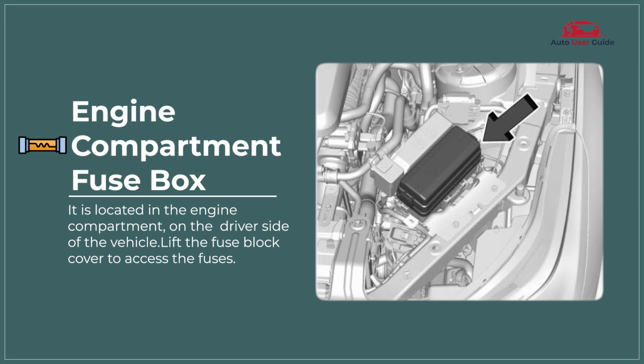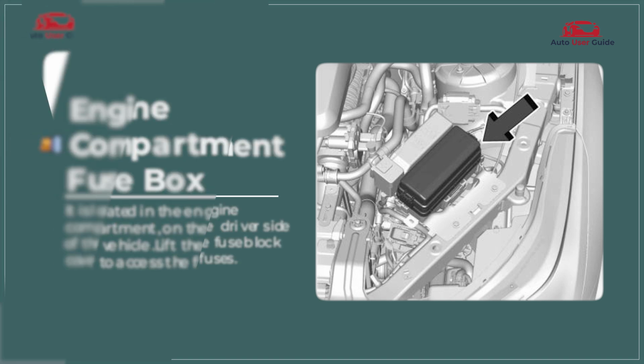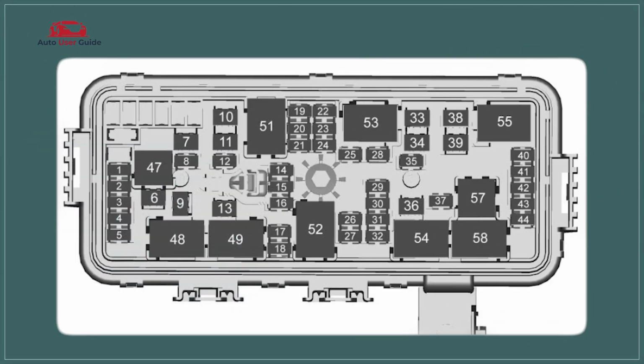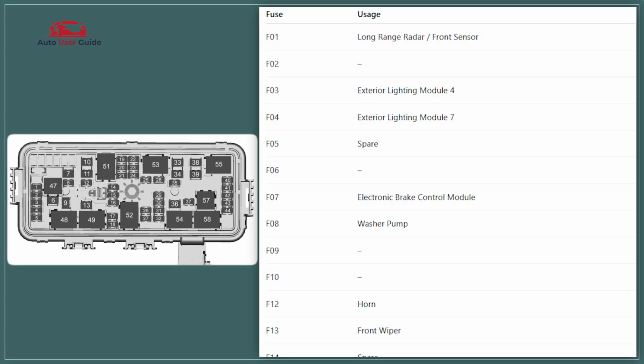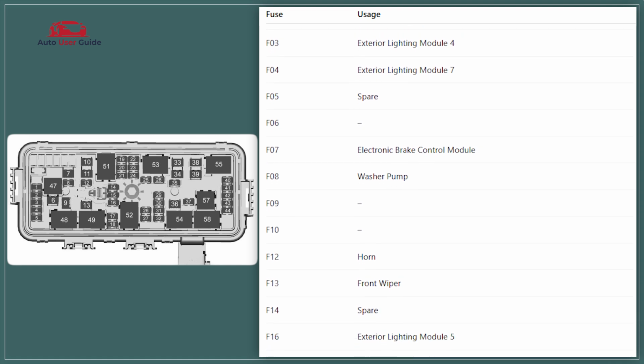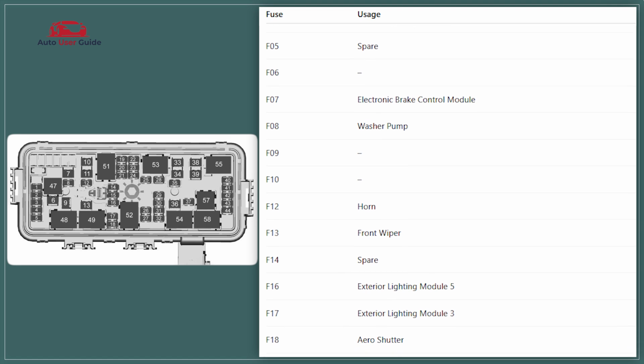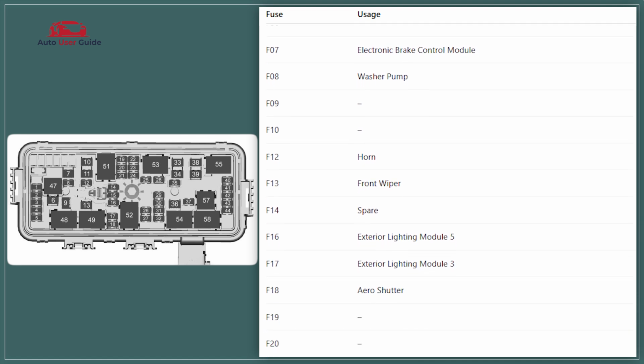Engine compartment fuse box. The engine compartment fuse box protects and distributes power to key underhood systems such as the engine control module, lighting, and cooling components. It ensures electrical safety and operation for high-demand systems in the vehicle.